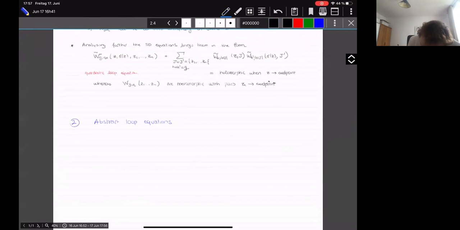So here I have the word abstract. I want to distinguish this loop equation from Schwinger-Dyson equation. They're not the same, but they are implied in the matrix model. The loop equations are implied by the Schwinger-Dyson equations.